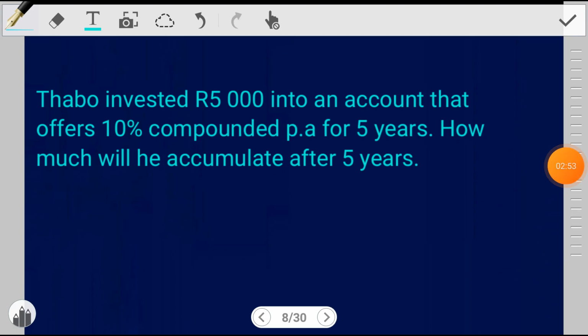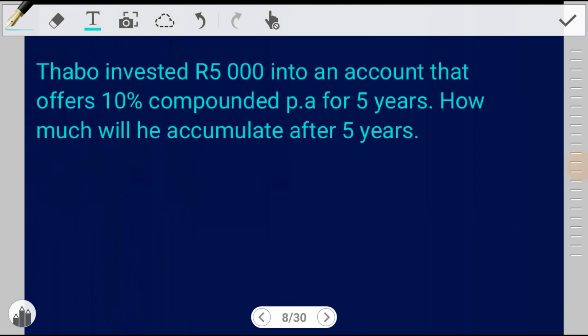All right, here is another question. They say Turbo invested 5,000 into an account that offers 10% per annum, compounded per annum, for 5 years. Then they ask how much will you accumulate after 5 years. I'm just starting here; we'll go to other levels. If they say compounded per annum, it just means 1 year. Per annum just means per year, so compounded per annum means every year. This is compound interest because they said compounded.